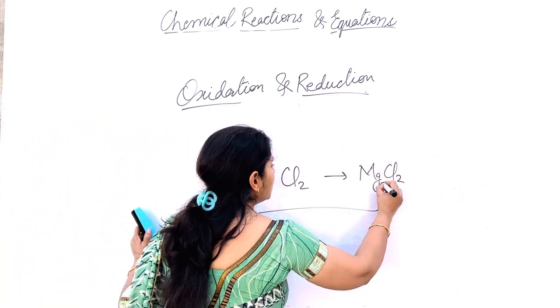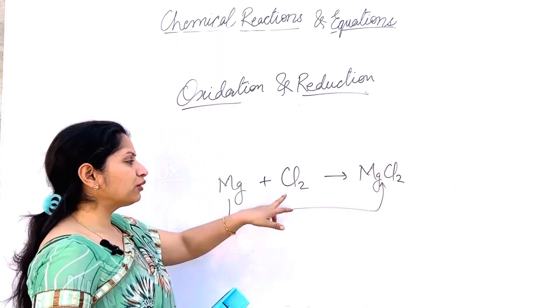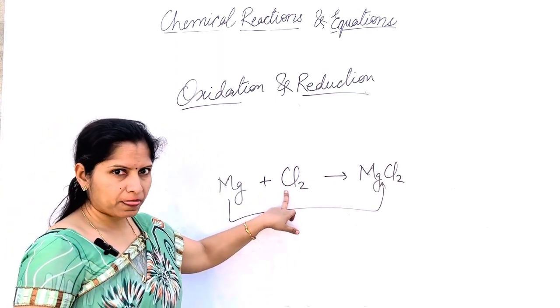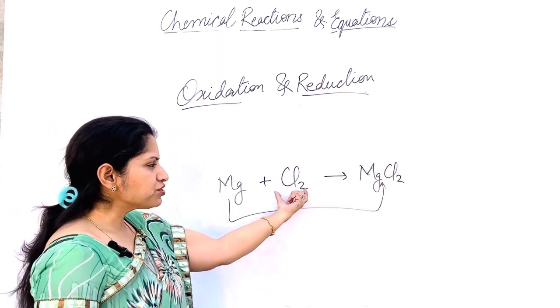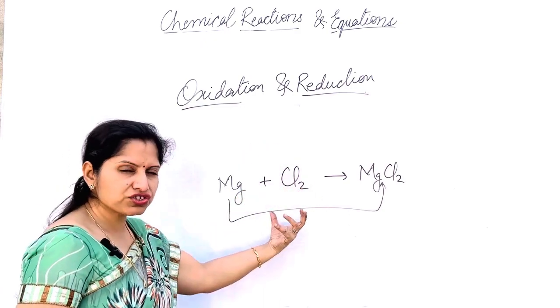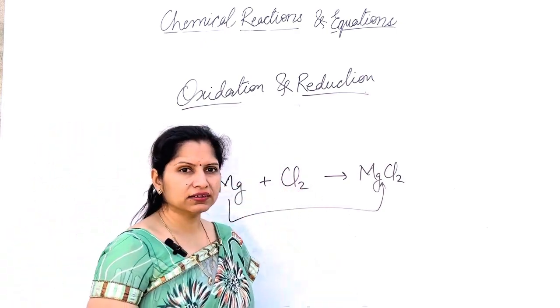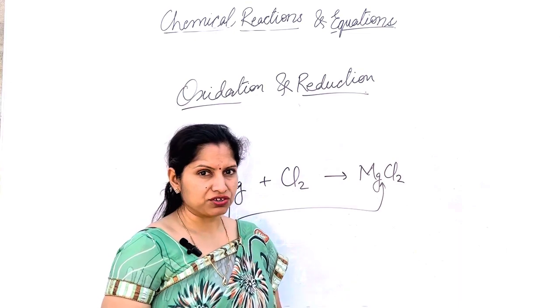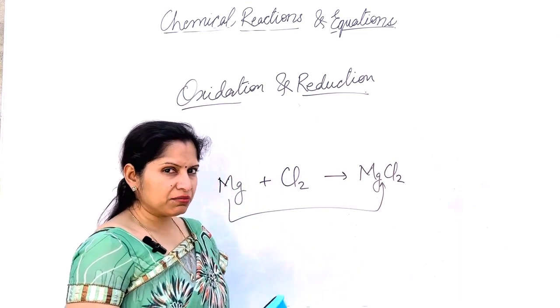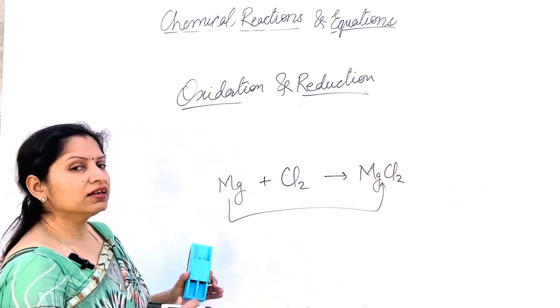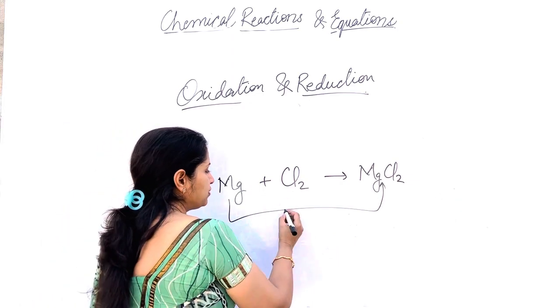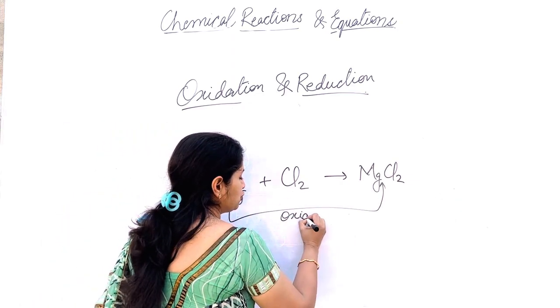Here oxygen and chlorine are both electronegative. So remember that whenever you see chlorine, oxygen, or any other electronegative element, when some electronegative element is getting added to something, that element is undergoing oxidation.